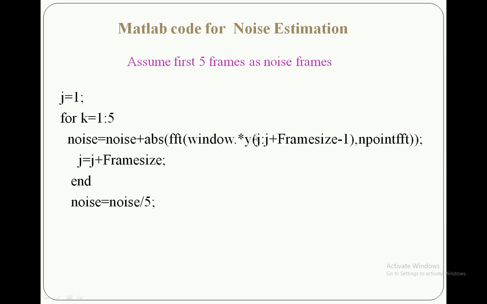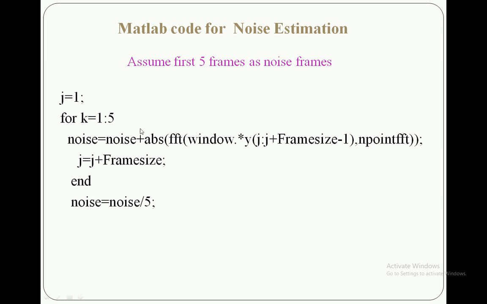This noisy signal is multiplied with the window; j to j plus frame size means here the first frame is selected. On that first frame we apply the window, and then we apply the FFT, so you will get the DFT magnitudes with this absolute value. This n-point FFT is where we decide whether we are performing a 1024 FFT or a 512 FFT. So the magnitude of the DFT coefficients is obtained for this first frame.